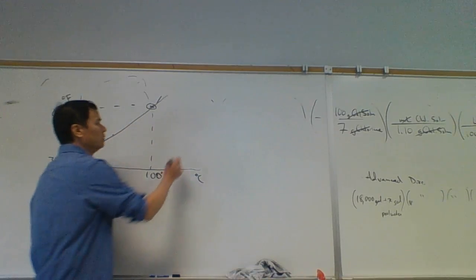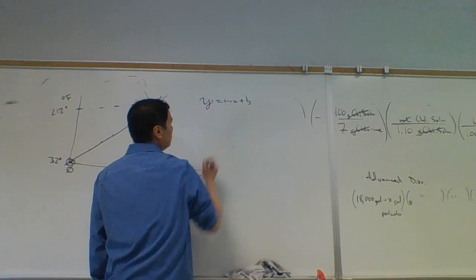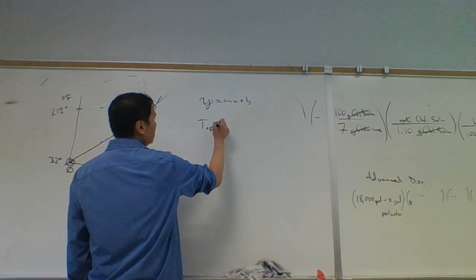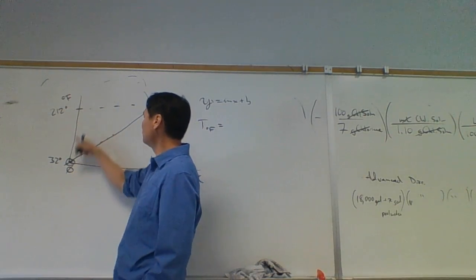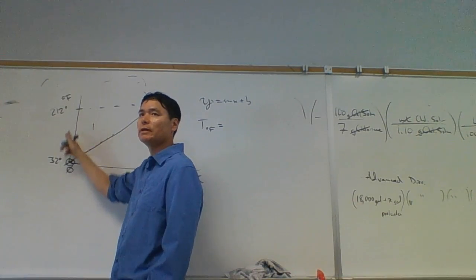And then when I look at it, the linear relationship is defined by y equals mx plus b. That's the mathematical equation. And so y is the temperature in degrees Fahrenheit, m is the slope. So what is the slope here? It's going to be delta y. Delta y is going to be 212 minus 32. What's 212 minus 32?